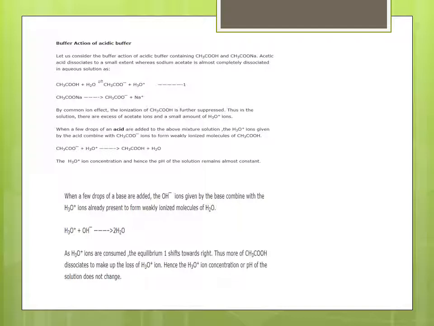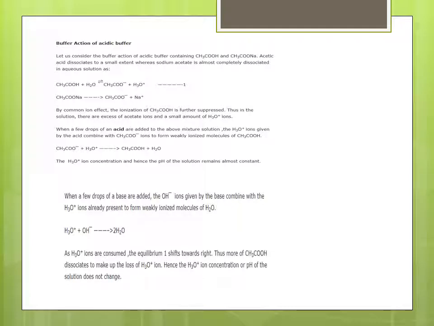When a few drops of an acid are added to the above mixture solution, the H3O positive ions given by the acid combine with acetate ion. The H3O positive ion concentration, and hence the pH of the solution, remains constant. When a few drops of base are added, the OH negative ions given by the base combine with H3O positive ion.